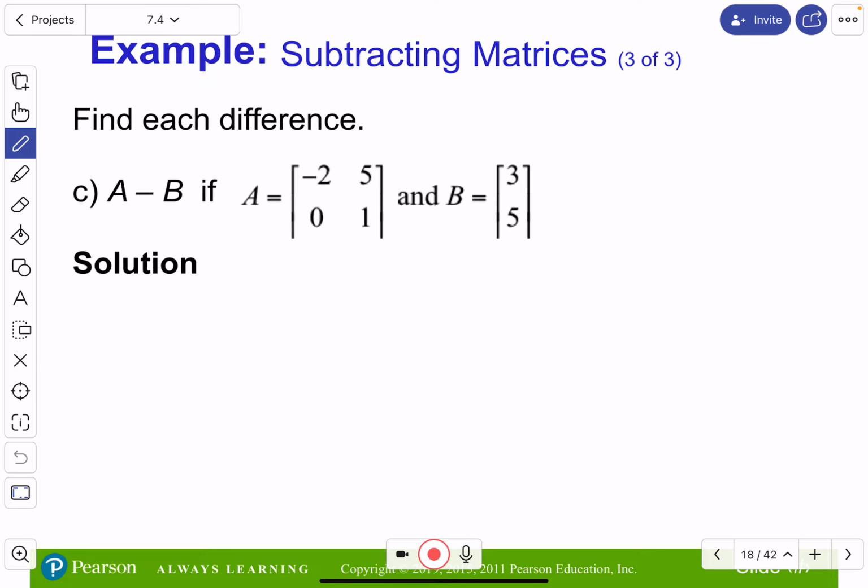Find each difference. Can you do this one? No. This is a 2 by 2. This is a 2 by 1. So just like adding, you can't do it if they don't have the same dimension.